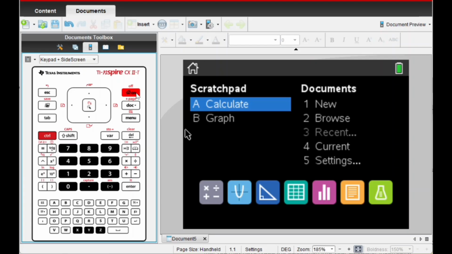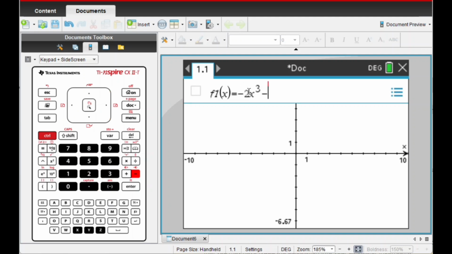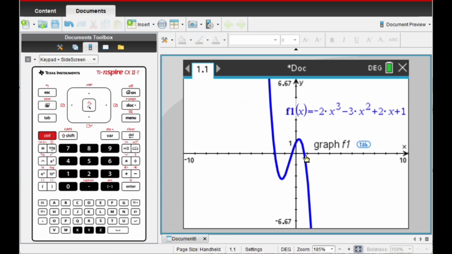To find the roots here, there are two different ways you can do this on your calculator. I'm going to show you both. For the first one, we're going to go to the graphing page and put in our equation: negative 2x cubed minus 3x squared plus 2x plus 1. Now from here, we can see from this graph that there are 3 x-intercepts, 1, 2, and 3.